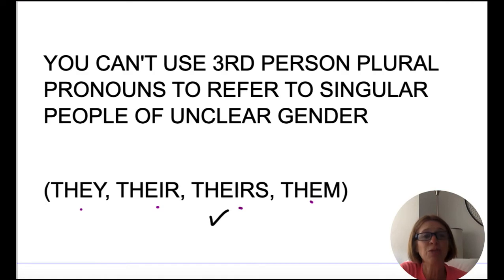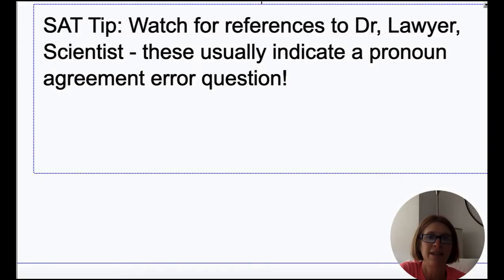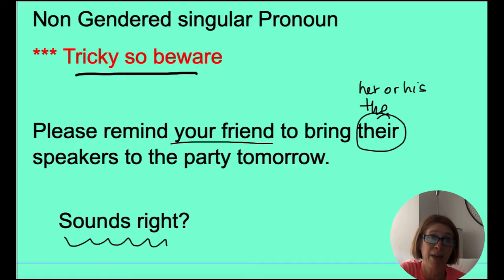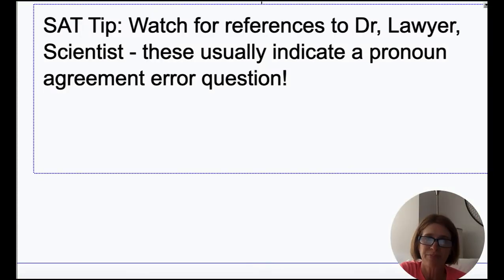All right, so it was wrong. You can't use a third person plural pronoun to refer to a singular person of unclear gender. You'd want to use they, their, them.